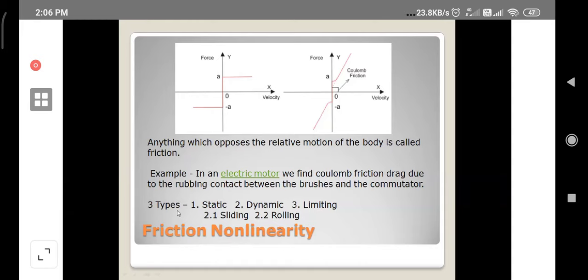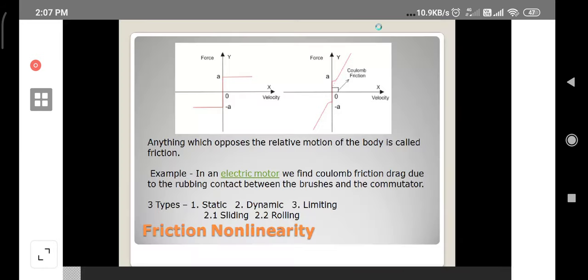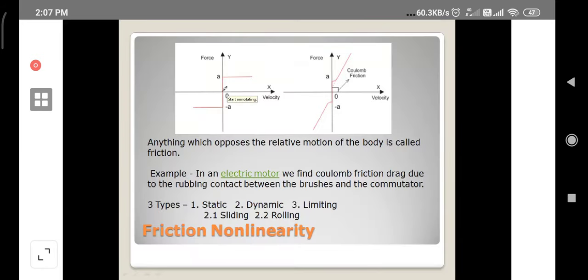And dynamic friction is again of two types, sliding as well as rolling. When a body slides over another, we can see there is a sliding friction between them. And when a body rolls over another, then rolling friction will come. So here in the figure, we can see, as the velocity increases, at the beginning, when the body is at rest, we have a particular force of friction here.